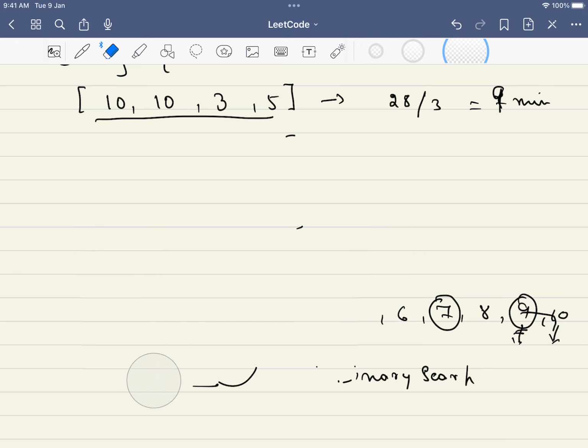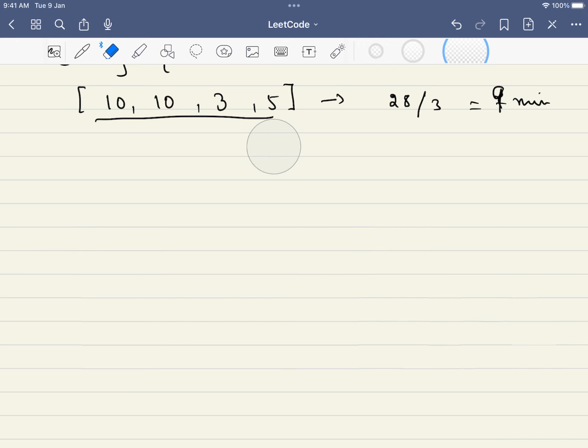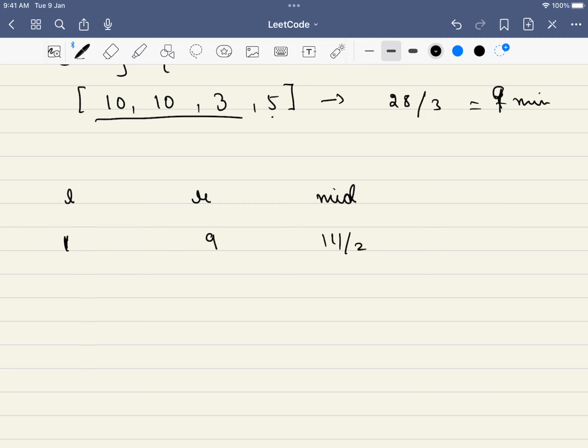Let's for now assume that we have a check function. I will come to the check function, but let's take the values of L, R, and mid, and we will check for this. The initial range is 1 because we should be able to run at least the system for 1 minute, and the maximum is 9. Now the middle value will be left plus right plus 1 by 2, so 11 by 2, which will be equal to 5.